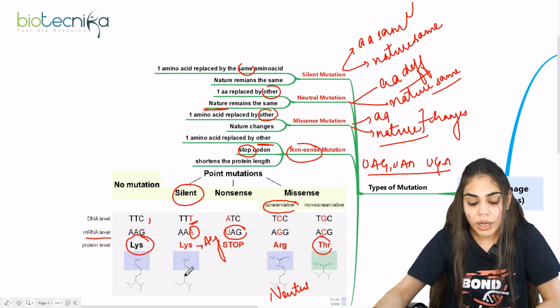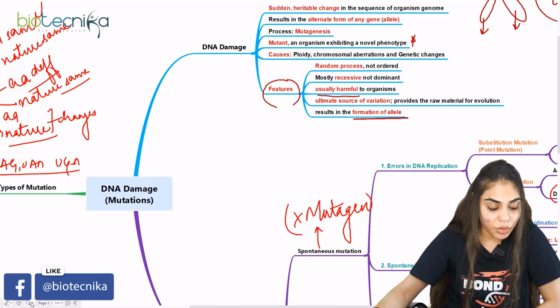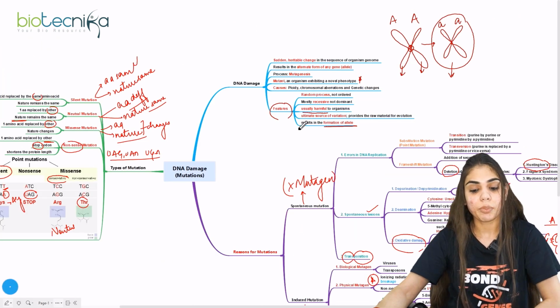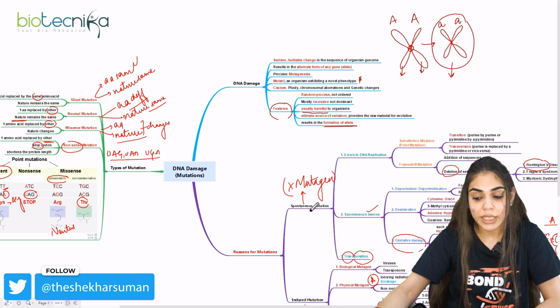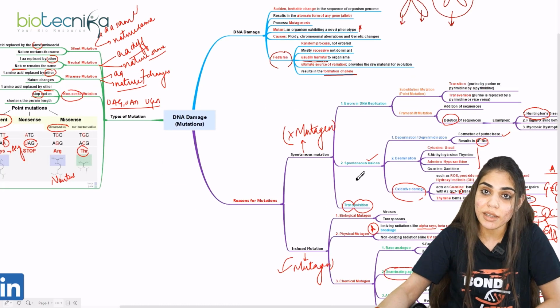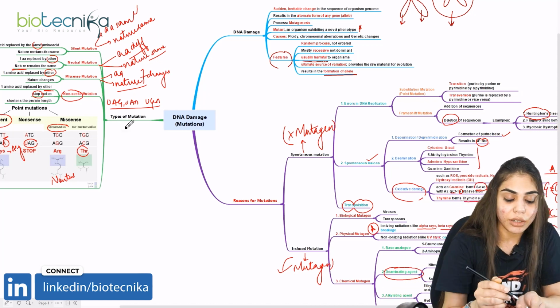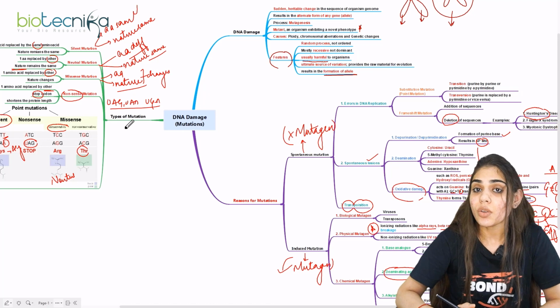So this is all about mutations, where we have seen all things. We have seen the introduction, the features of mutation, spontaneous and induced mutation, different classifications of spontaneous and induced mutation, along with the types of mutation, which are of four types. So now this is all about the topic.